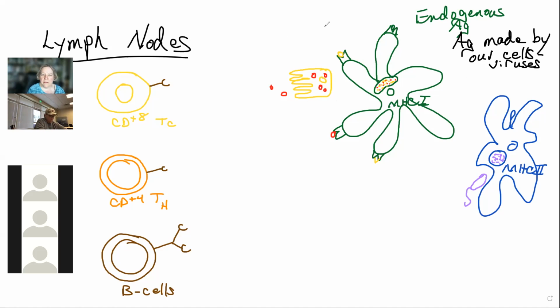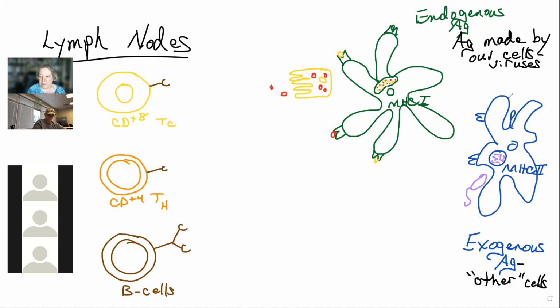Now over here, this one is going to be displaying on MHC2. It's going to be displaying exogenous antigens, and they are made by other cells. Because they came from outside of the body, they get displayed on MHC2.